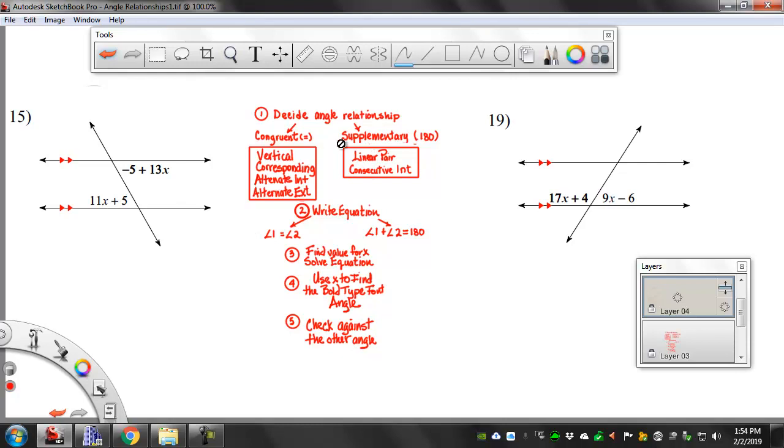And the same kind of goes through for the supplementary. I'll write my equation, I'll add the 2 together, I'll find the value for x, and I'll use that x to find it for the bold-faced angle. In this case, it's 17x plus 4. And when I put it in there, it's going to give me a measurement for that angle. And then I should check it against the other angle. So if I put that x into the second angle here, these 2 numbers I get for these 2 measurements should equal 180. So that's just a quick run view on the steps to doing these problems. Now we're going to go ahead and solve them.